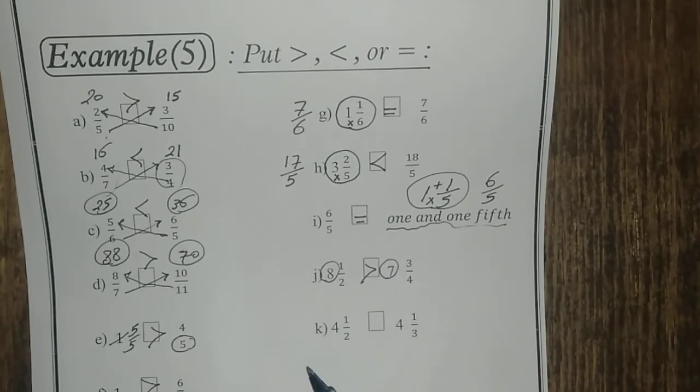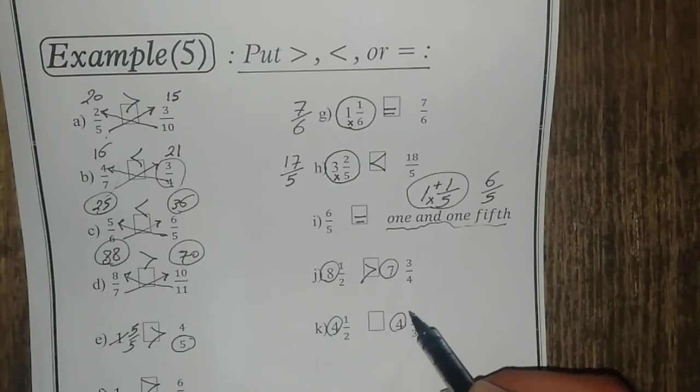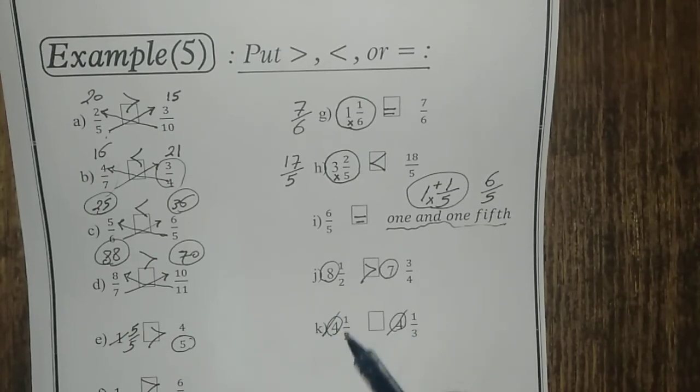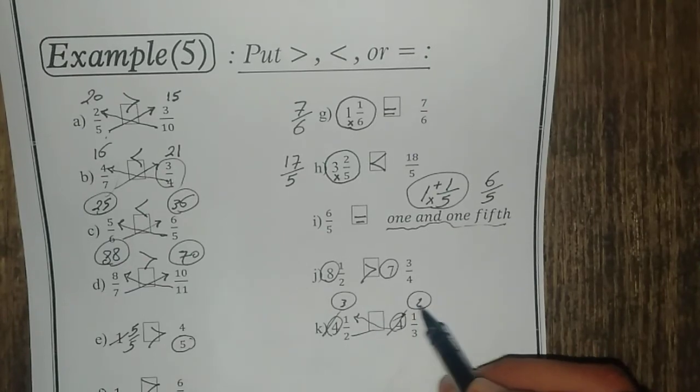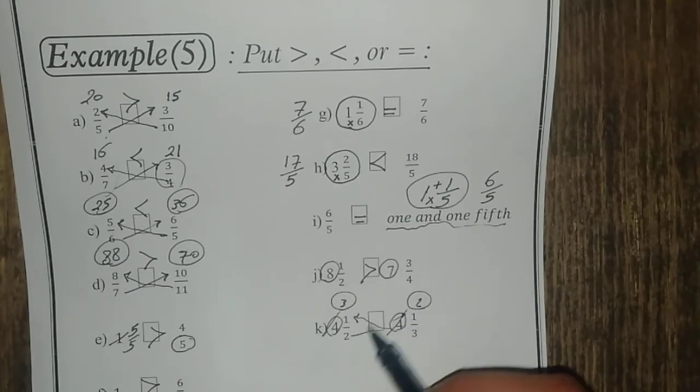The last example, number K, 4 and a half, 4 and a third. The whole numbers are equal. Half or third? Cross multiplication, 3 times 1 equals 3. 2 times 1 equals 2. 3 is greater than 2. Therefore, 4 and a half is greater than 4 and a third.